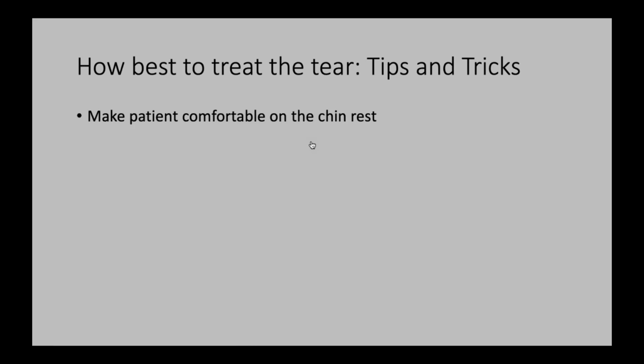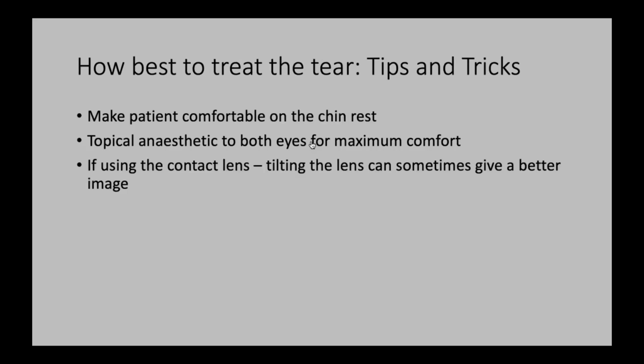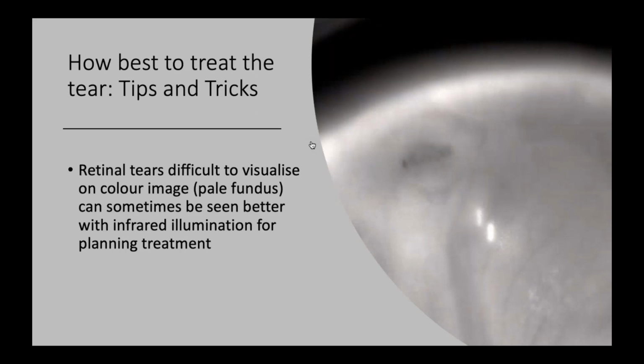The patient should be positioned comfortably, and instilling anesthetic drops in both eyes reduces discomfort. When using a contact lens, tilting the lens can sometimes give a better image of the far periphery. And sometimes retinal tears are difficult to visualize on color image, especially in a pale fundus. As can be seen in this image, the same area is then better seen with infrared illumination.